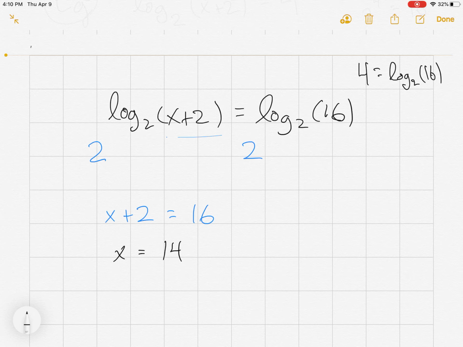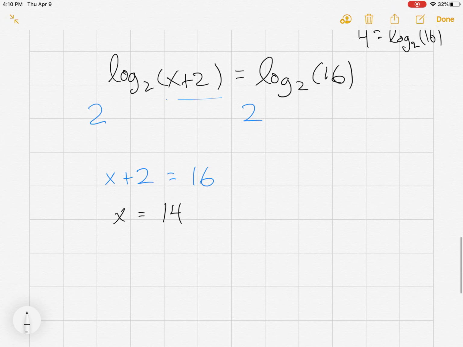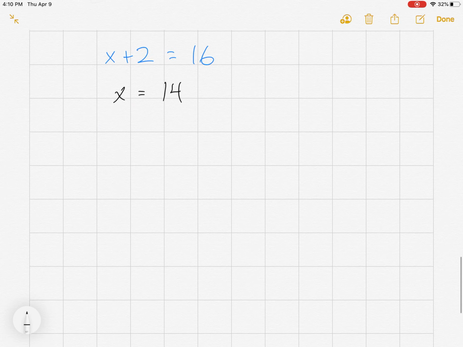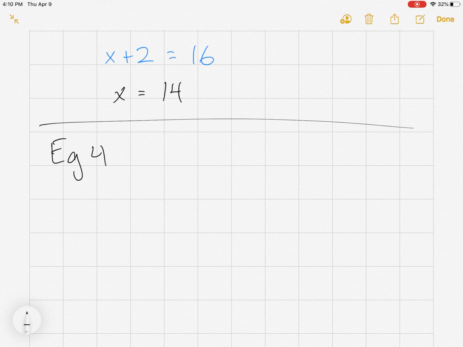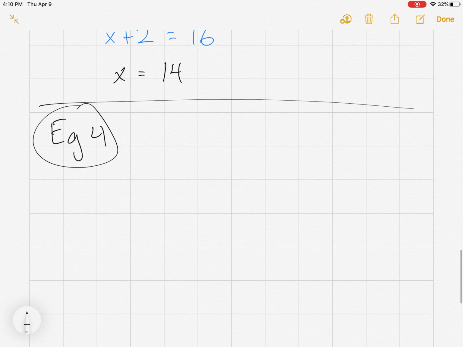We just take 2, raise each part of the equation to that 2, and then it'll cancel out with our log 2's, leaving us with x plus 2 equals 16, right? We can also do this in another case. So just another example here of where we can use this.